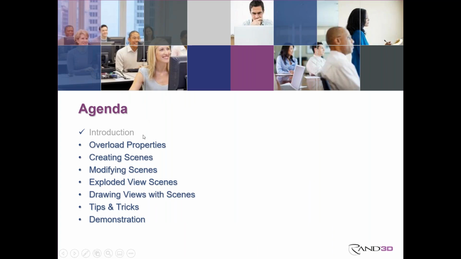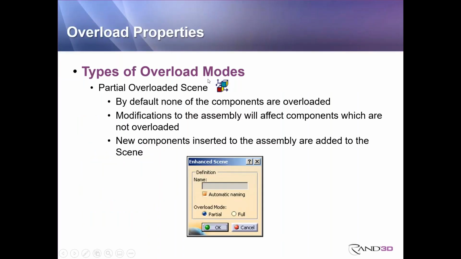That's a general introduction to what scenes do. To be able to record those settings, we're going to overload the properties. Overload properties is just Dassault's way of saying record that value. So when you're building a scene, there is a button in your assembly workbench. It's also found in the DMU workbench if you're familiar with mock-up tools. But either one allows you to get to the same button here called Enhance Scene.